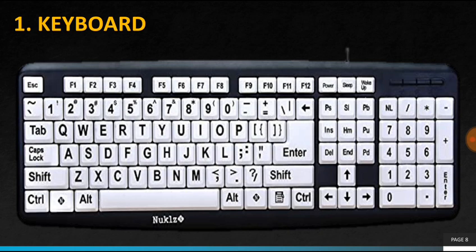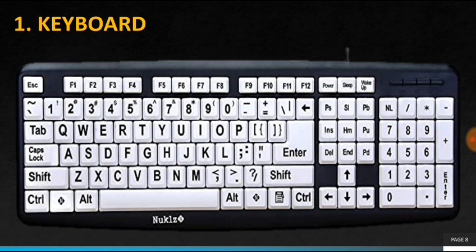So the main function or use of this device is to feed the computer with data in the form of characters, that's a number, letter, or a symbol. The keyboard can also be used in playing games by the use of the arrow keys at this portion.